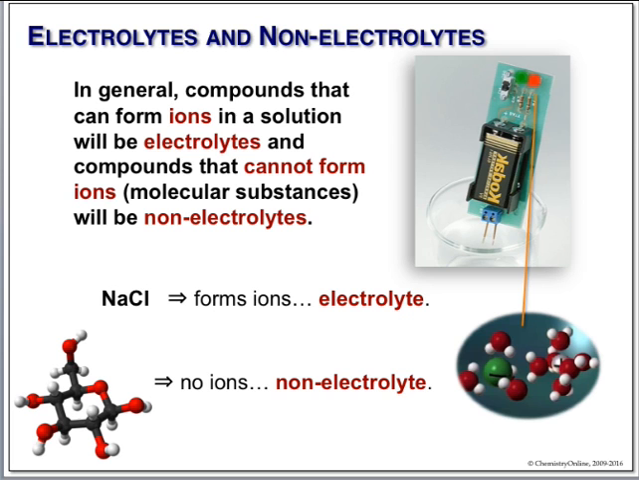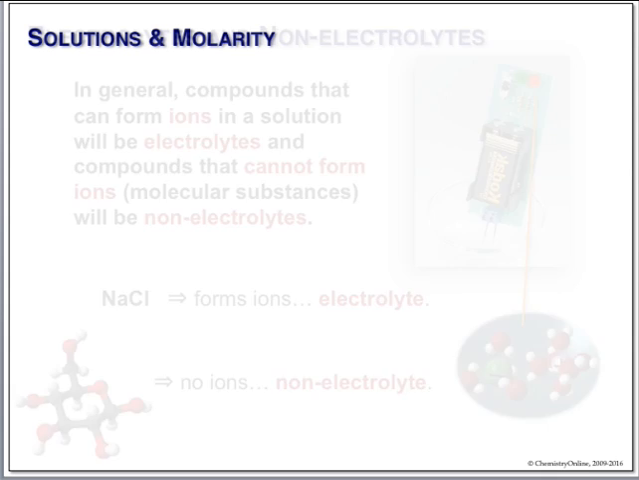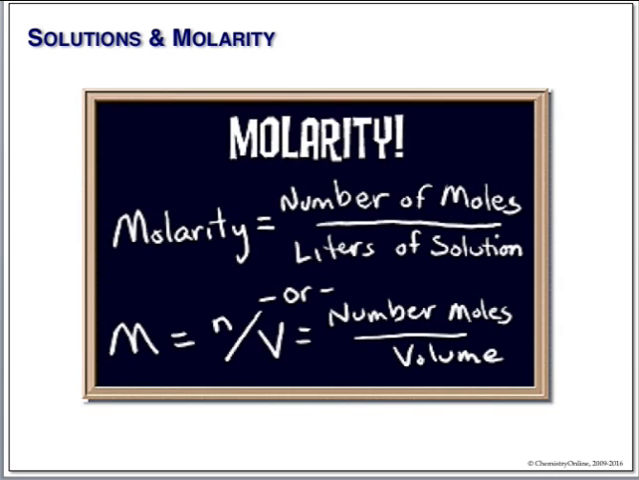All right, let's go ahead and expand this to the concept of molarity. Molarity, we talked about moles in chapter 4. In molarity, all you're doing is taking a known volume of something. You know the number of moles. Therefore, molarity is simply number of moles divided by volume. M stands for molarity.